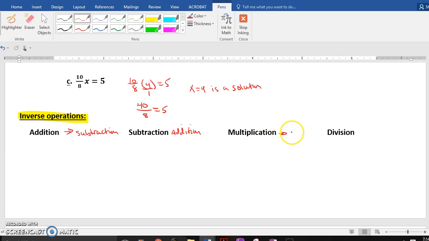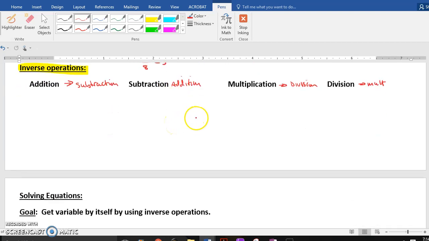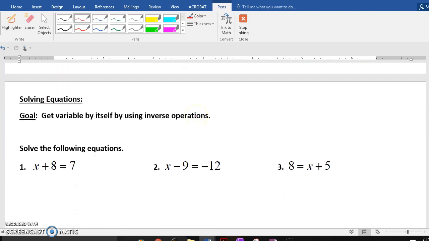The inverse operation of multiplication is division. And the inverse operation of division is multiplication. Okay? We will use these inverse operations to solve equations. So solving equations, basically, we have one goal. And the one goal is to get the variable by itself by using inverse operations.